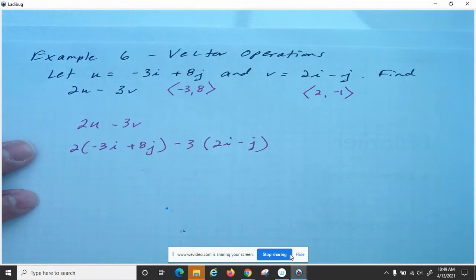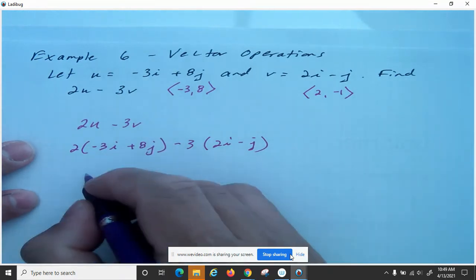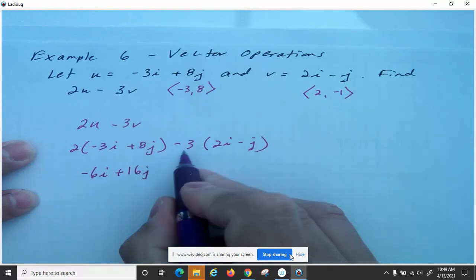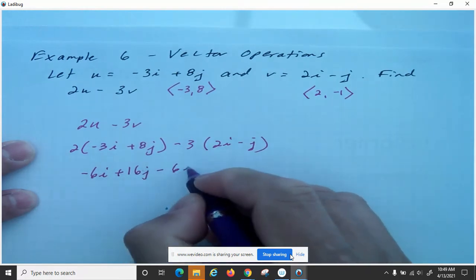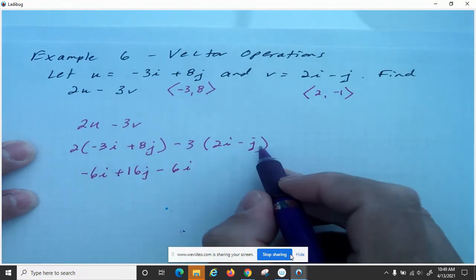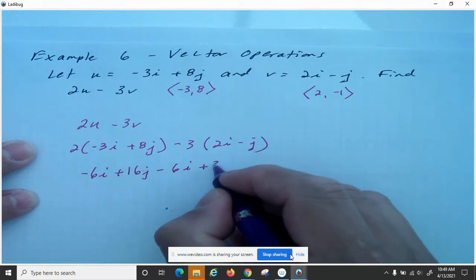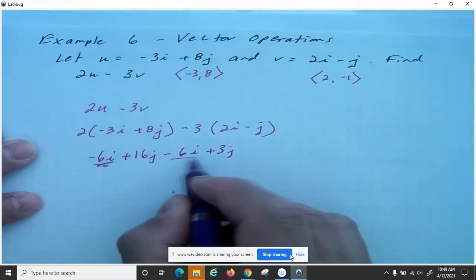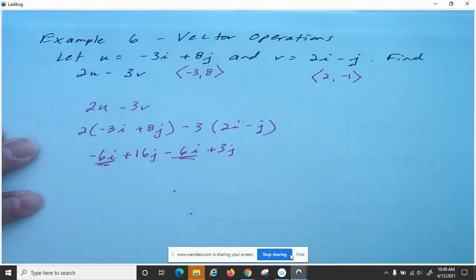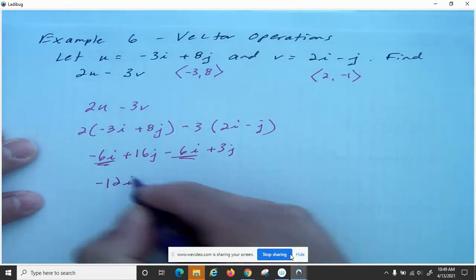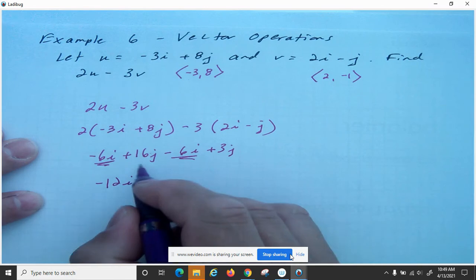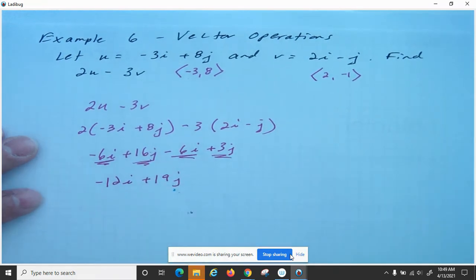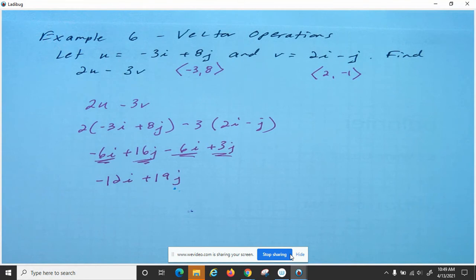For the most part, I'm going to distribute. So 2 times negative 3 gives me negative 6i. 2 times positive 8 gives me a positive 16j. Negative 3 times 2 gives me a negative 6i. And negative 3 times negative j gives me a positive 3j. And then it would basically combine like terms. Let's start with the i's first because i is written first. Negative 6 and negative 6 gives me a negative 12i. And then 16 plus the 3 gives me a positive 19j. All right, so that is example 6.